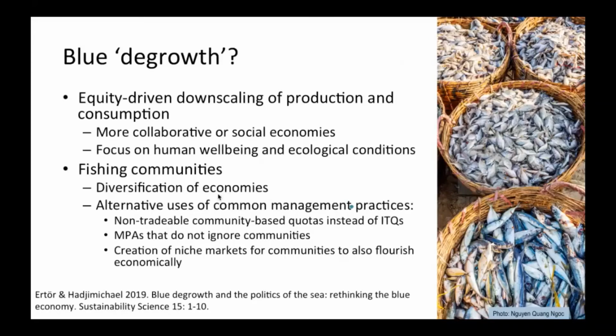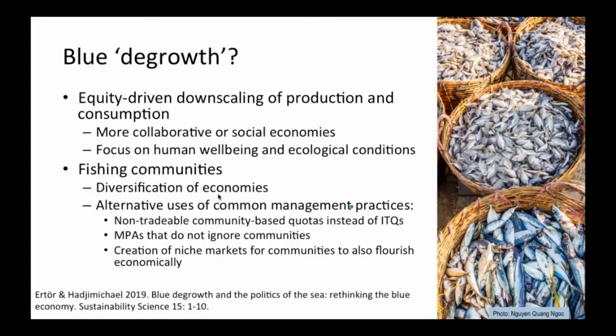And perhaps I put this as a question mark here, so it's open for discussion. Perhaps it's also time, if we want to make transformation socially and ecologically fair, we should also be talking about blue degrowth instead of just blue growth. And this concept brings the idea that it's time, for example, for us to downscale production and consumption. But this downscaling should be done in an equity-driven way. This means promoting much more social economies based on cooperatives, for example. The focus should be on human well-being and ecological conditions at the same time.